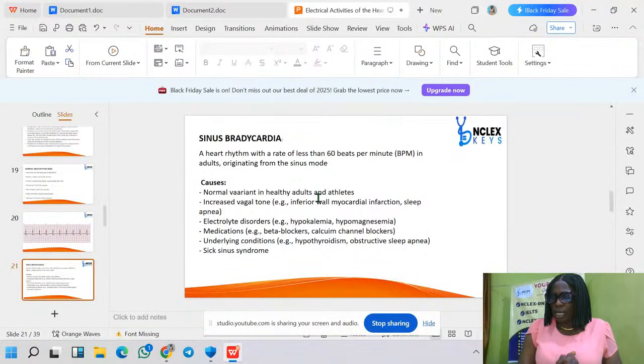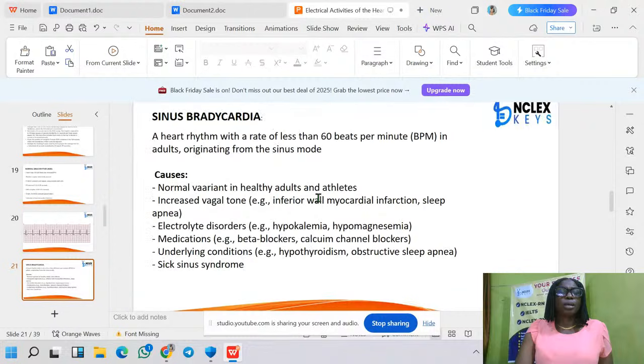Now, let's go to sinus bradycardia. Sinus bradycardia, as its name implies, like I told us, is a sinus rhythm because it still originates from the pacemaker, the SA node. So it's a sinus. But there's bradycardia. What does bradycardia mean?